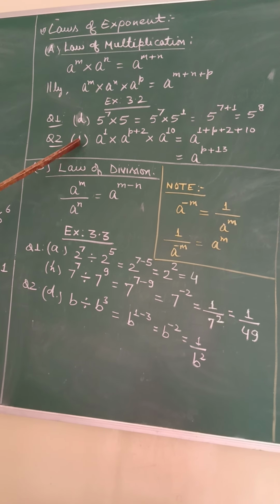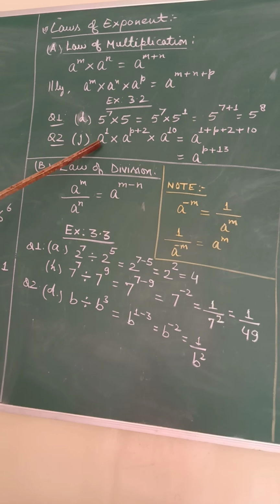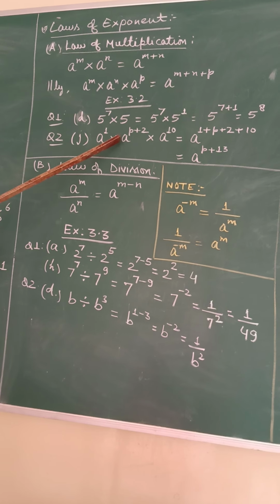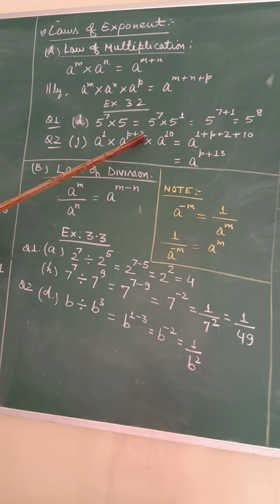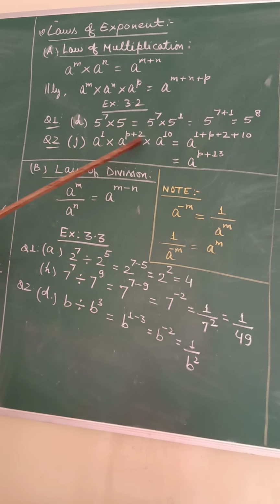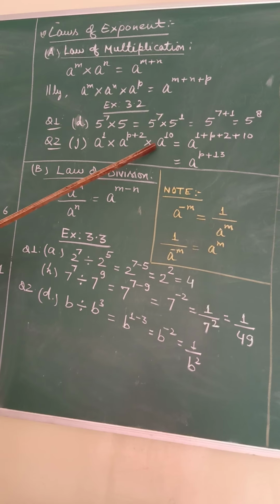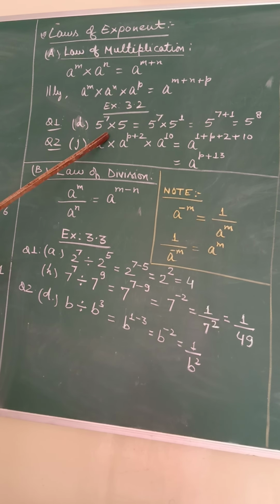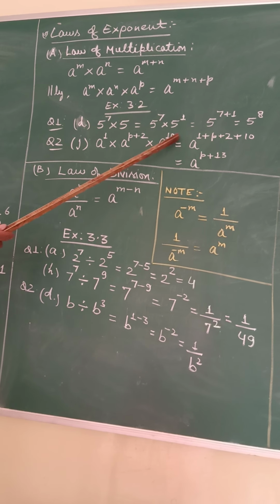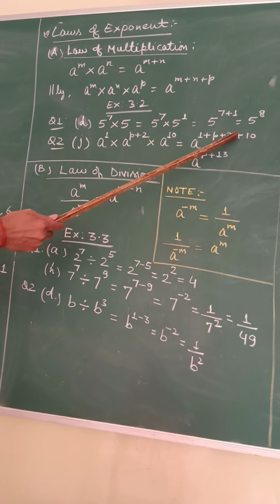Similarly, in question 2 J part, there are 3 numbers in exponent form: a raised to power 1, a raised to power p plus 2, and a raised to power 10. So how do you have to solve this? The base of all 3 numbers is same, that is a. So we will take a and then the powers will be added: 1 plus p plus 2 plus 10.